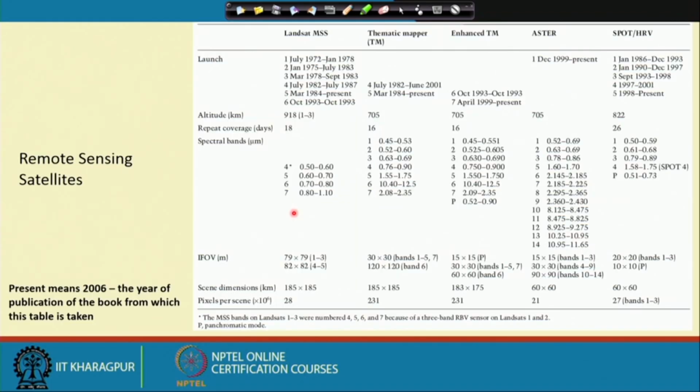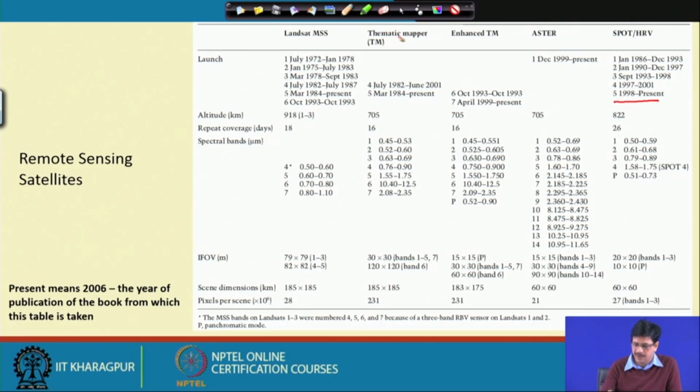So, here we could see the Landsat, this is some of the summary data of the remote sensing satellites, and what is marked here as present is in fact taken from the book on mineral exploration that was way back in 2006. So, this gives an idea about what satellite data were there till that time period. You could see a satellite camera like ASTER, which is Advanced Spaceborne Thermal Emission and Reflection Radiometer, which operates in the thermal infrared range of the electromagnetic spectrum.